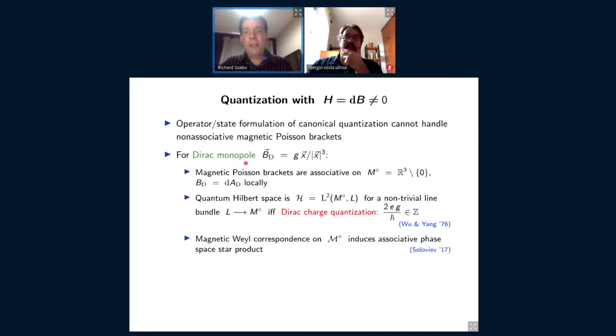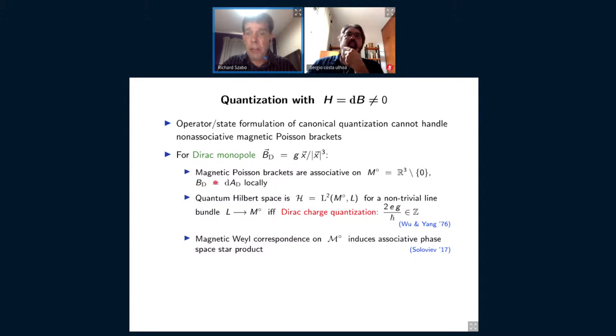Now, the exception to this is the Dirac monopole. And this is why you never hear of any such problems in the case of the Dirac monopole. Remember, the Dirac monopole potential looked like this, and it was singular at the location of the origin. And that was the only place where there was any source of non-associativity. So everywhere away from the location of the monopole, the brackets are defined in associative algebra. So you can excise the origin. Instead of looking at R3, look at R3 minus the origin. Then the algebra is completely associative there.